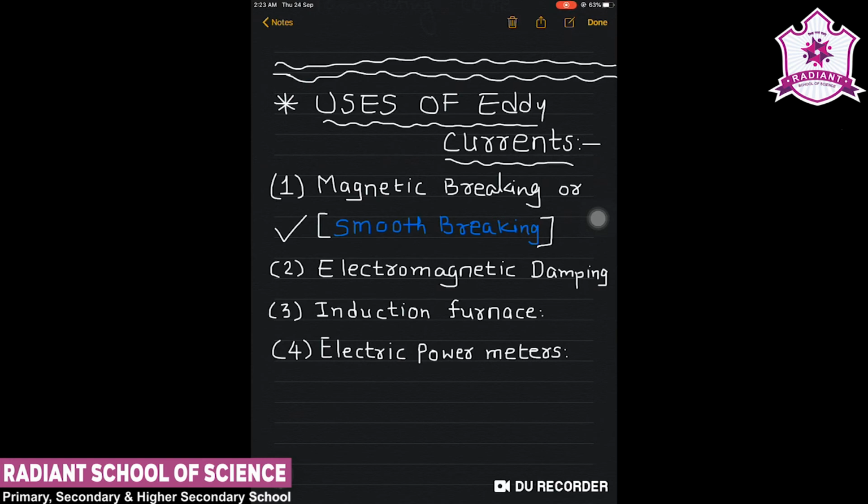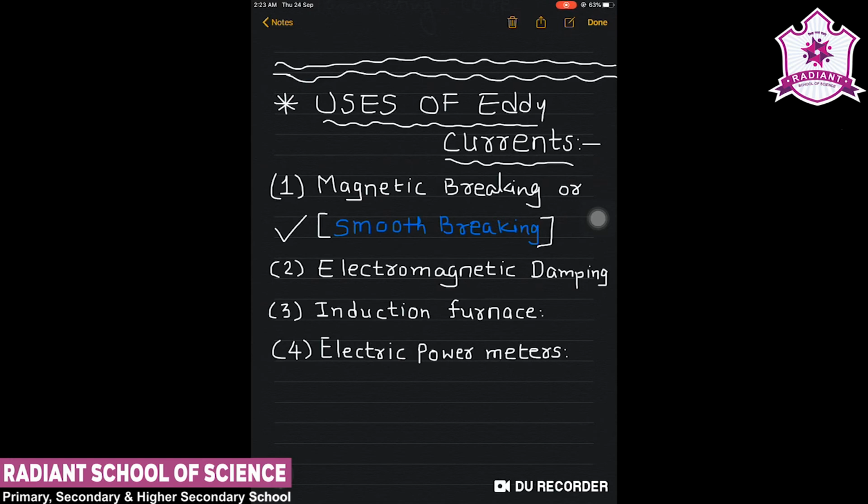We have explained earlier that when any metallic object passes through a strong uniform magnetic field, it will experience a retarding force. Due to the eddy current, it inhibits the motion of the magnet. Such phenomena are referred to as electromagnetic damping.